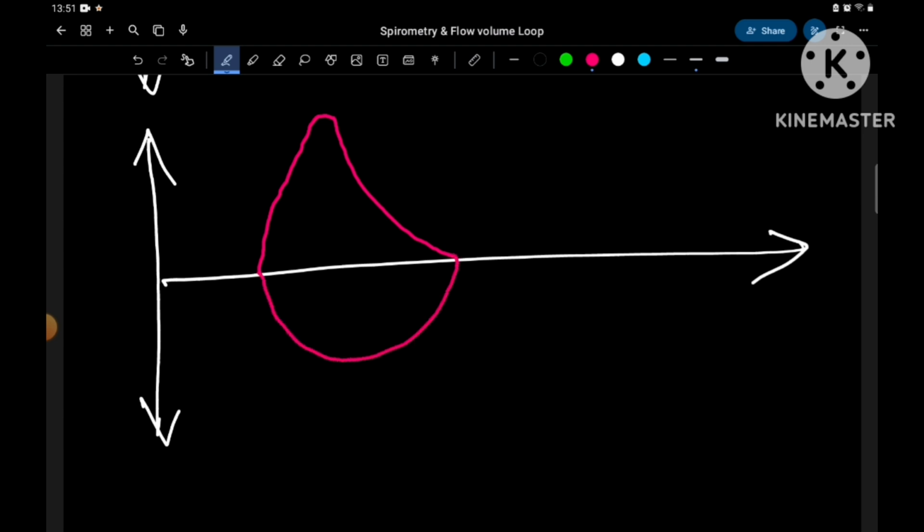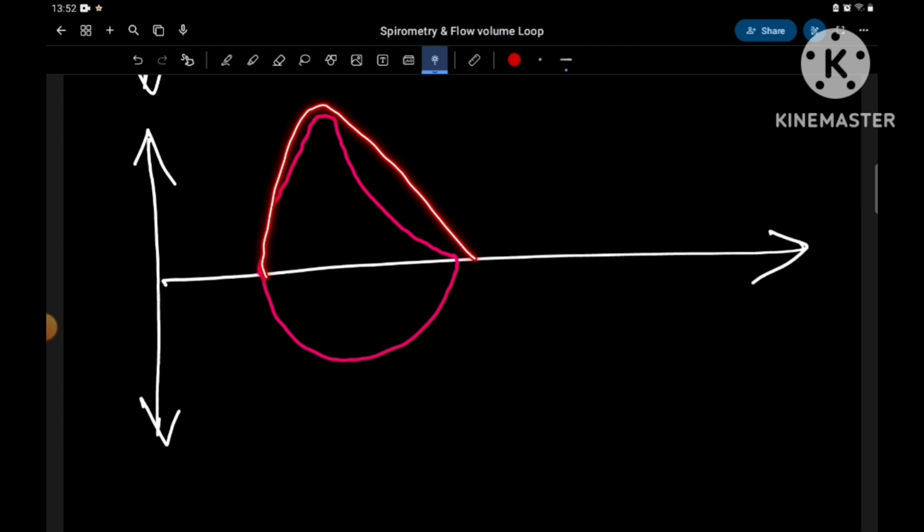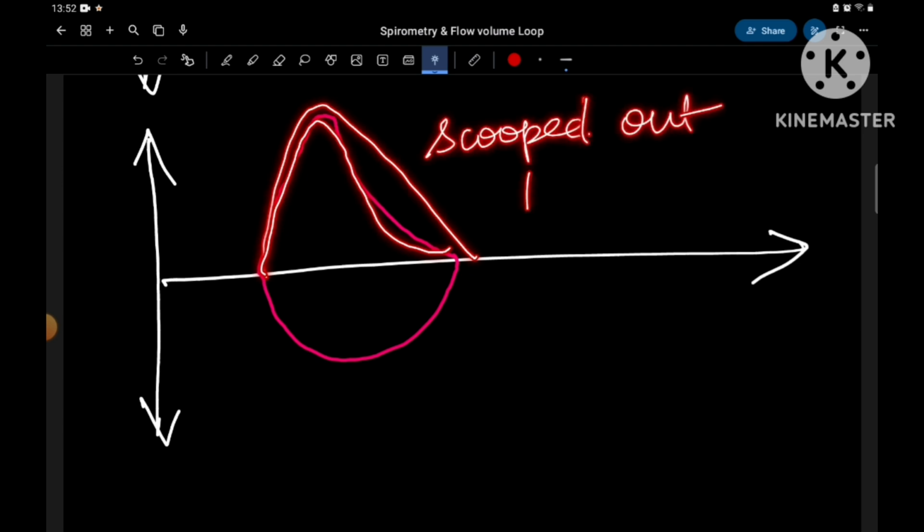Something in this expiration, sorry. There's something. What is this? You can see that there is a scooped out pattern. If you take something, you just scoop it out, right? So a normal expiration curve appears like this, but here this is a scooped out pattern.